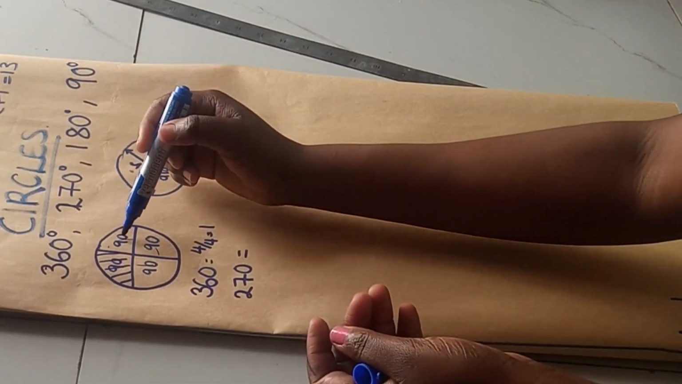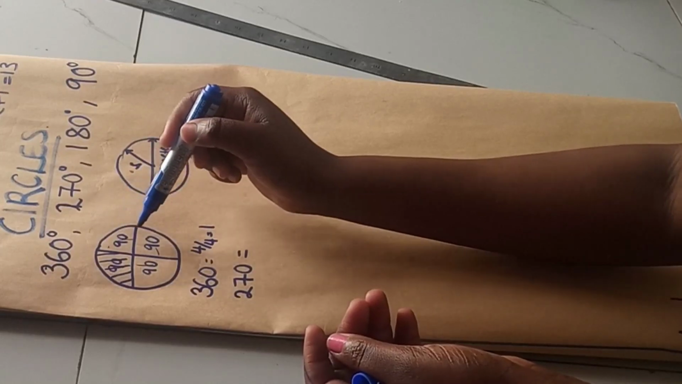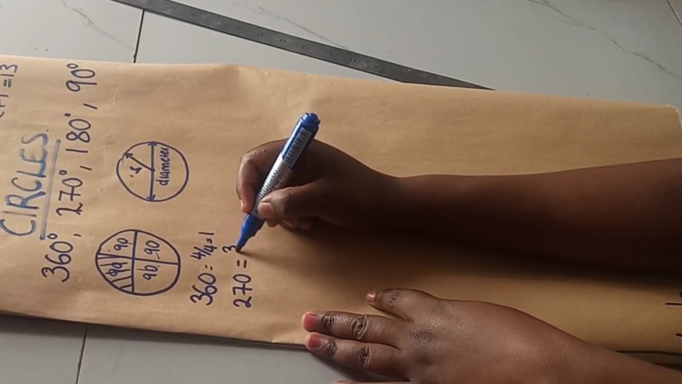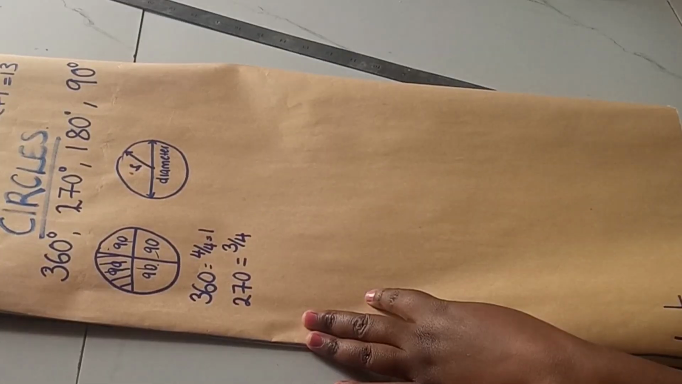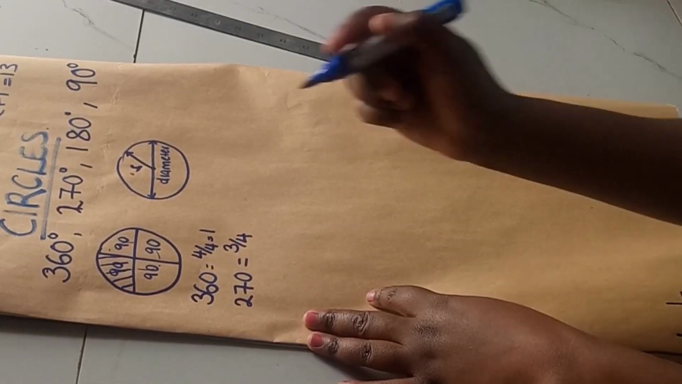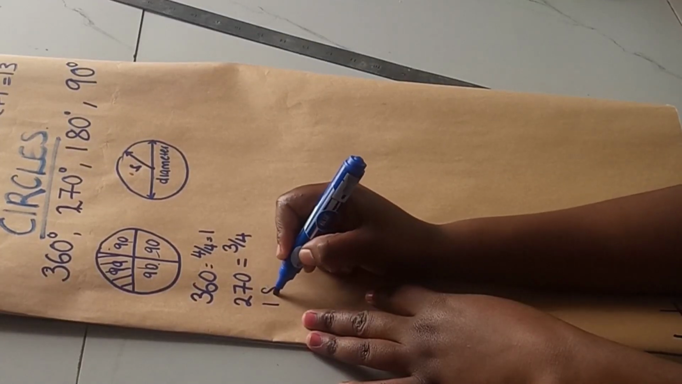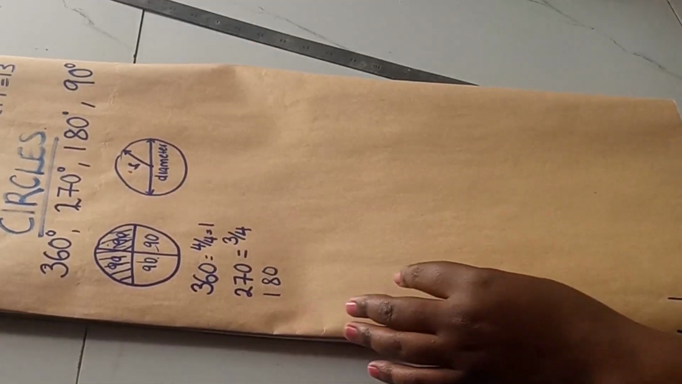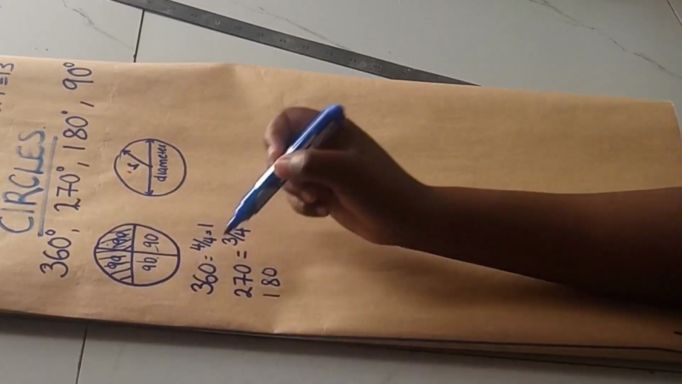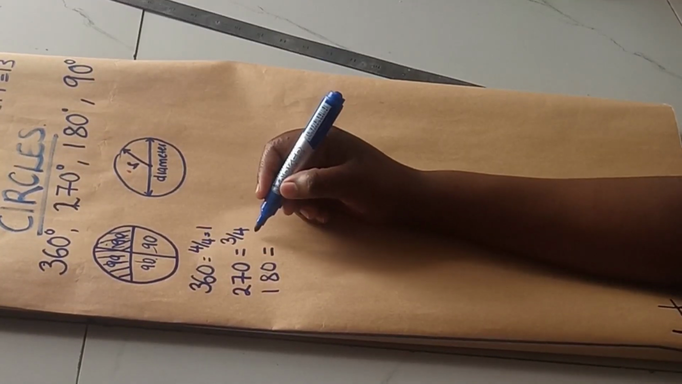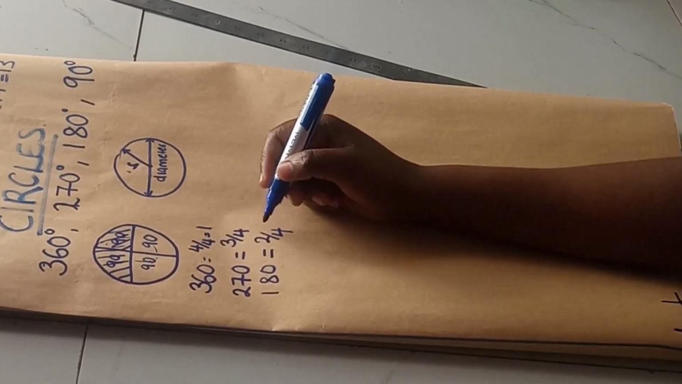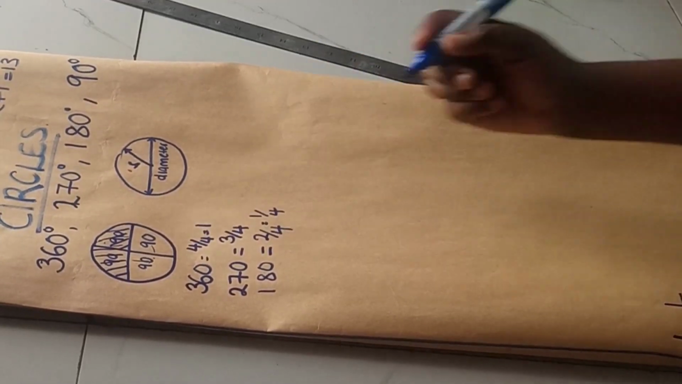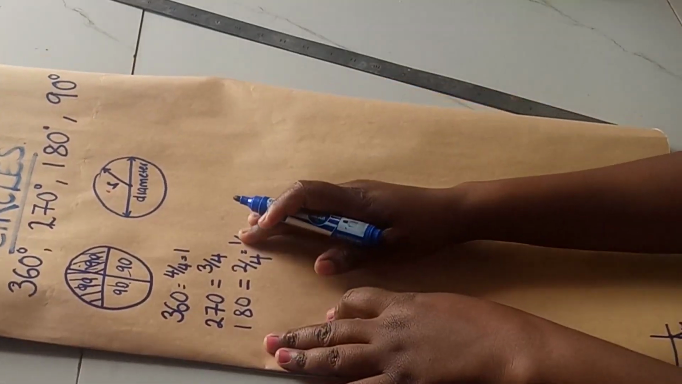So we get to have 3 equal parts of 4, which is 3/4. Then we go to our next 180, of which if we remove another quadrant, we're going to remain with 2/4, which should give you 1/2, which is half. I made a mistake there, guys.